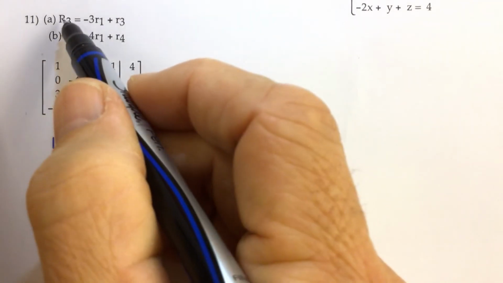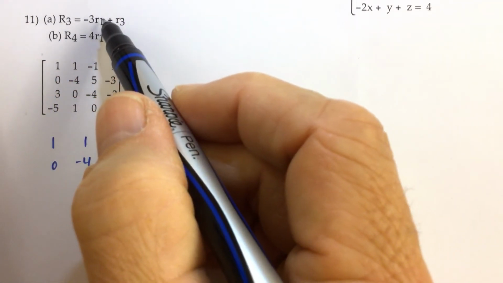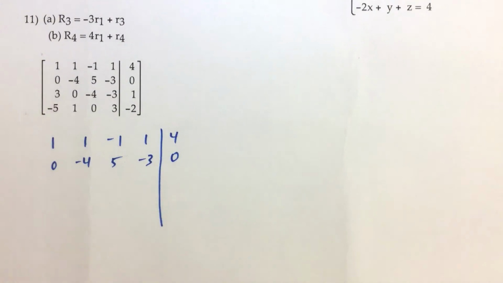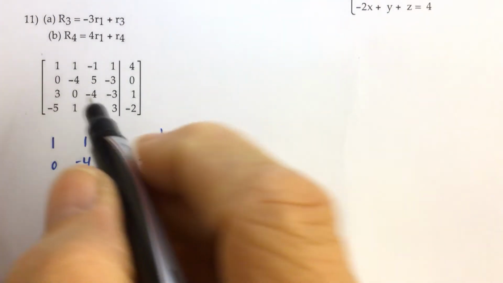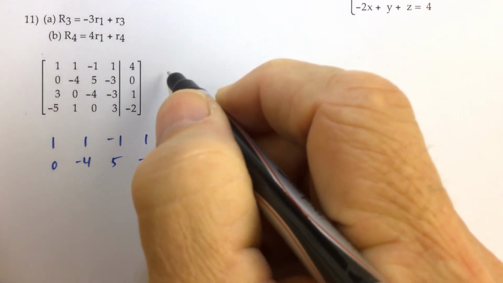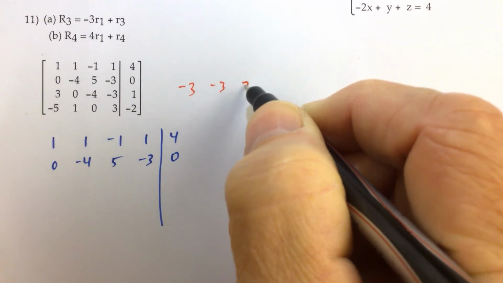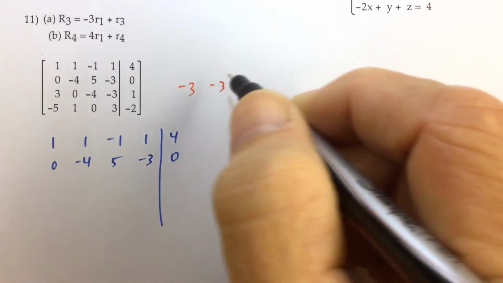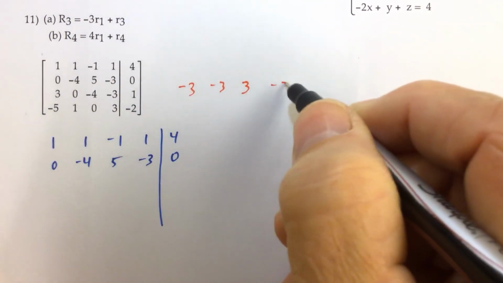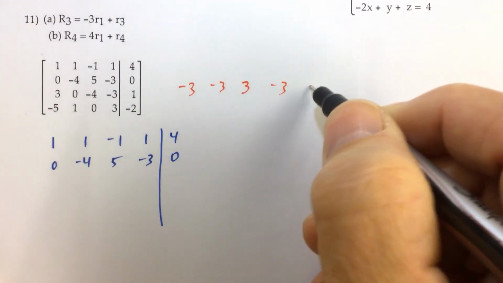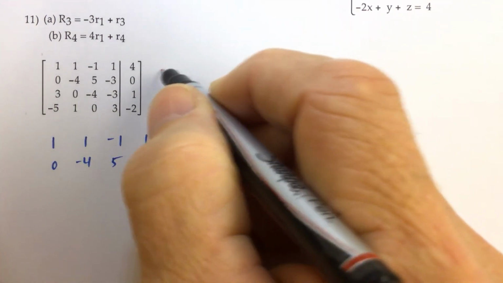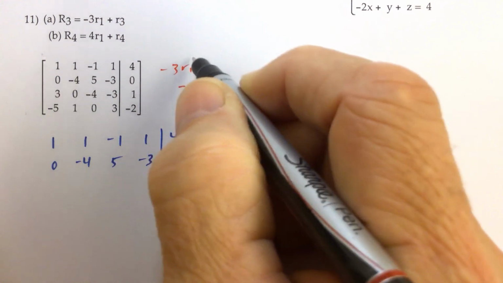Now our new row 3 is going to be negative 3 times row 1. Negative 3 times row 1, let's do that over here, would be negative 3, negative 3, 3, and then negative 3, and then negative 3 times 4 is negative 12. So that's negative 3 times row 1 right there.